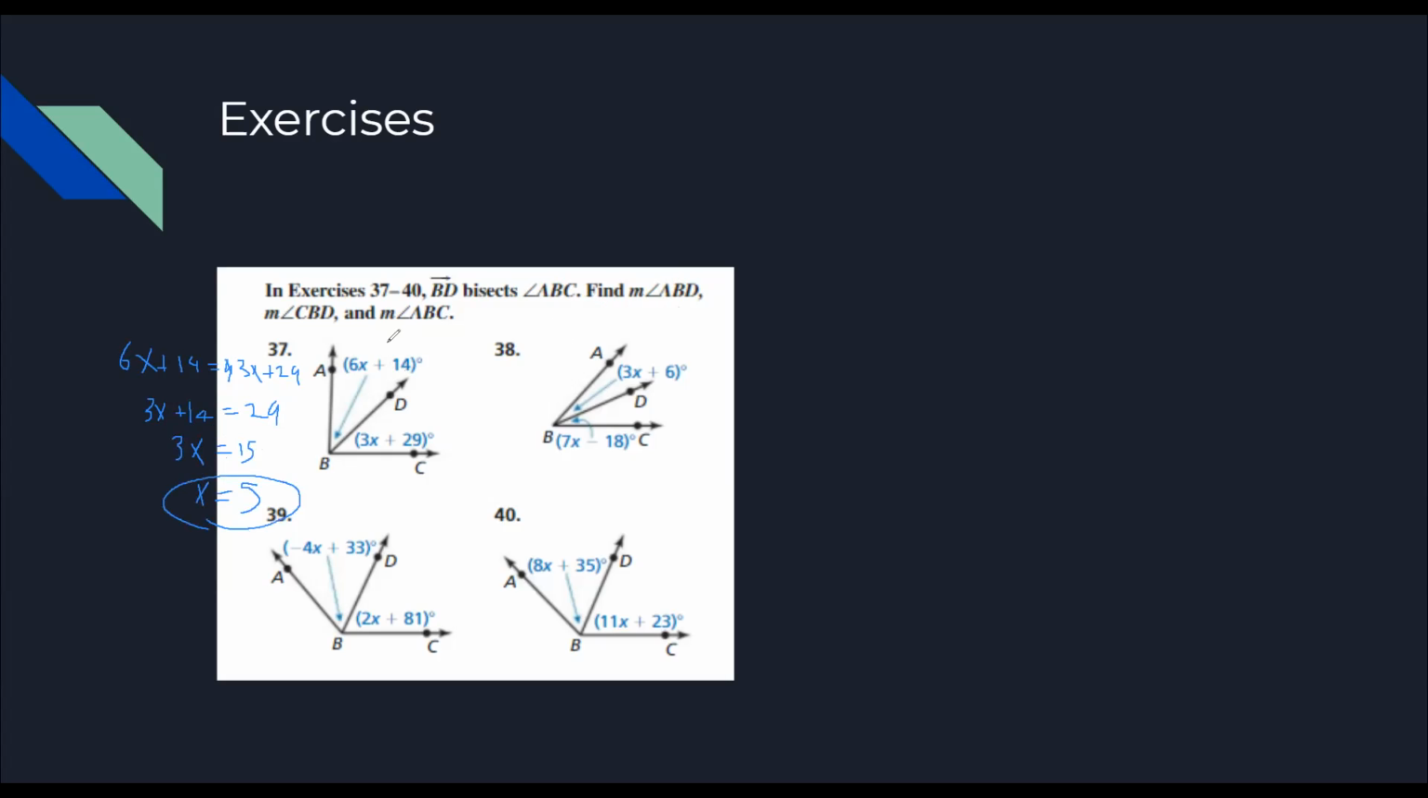And you have to find measure of angle ABD. So you just plug in. So measure of angle ABD is just 6 times 5, which is 30, plus 14 is 44. And for measure of angle CBD, you just plug in 5 again for x. So 15 plus 29 is 44. And then total measure of angle ABC. So you add 44 and 44 together, which gives you 88.